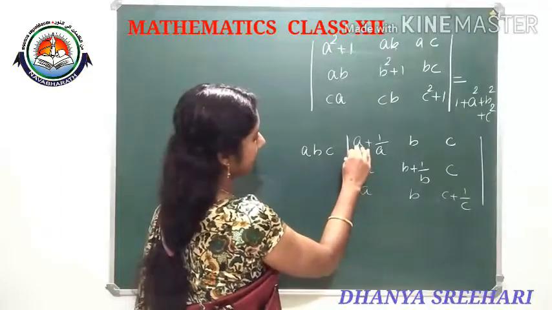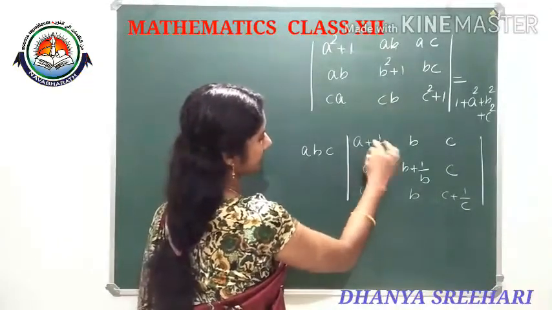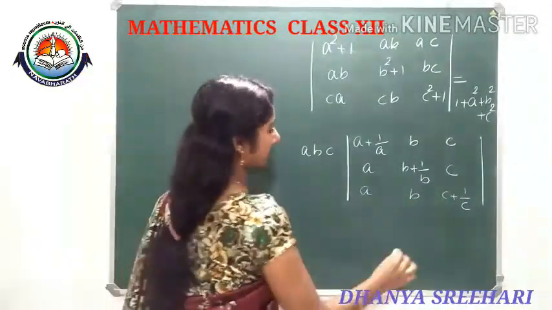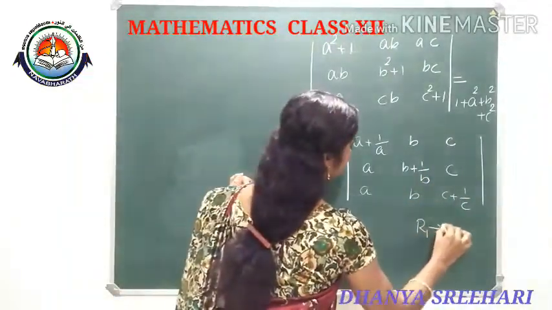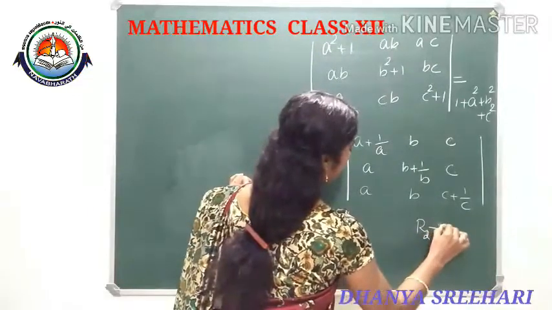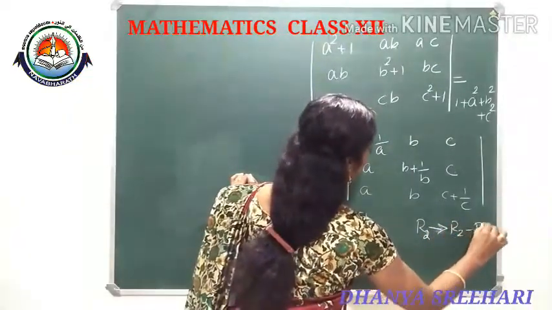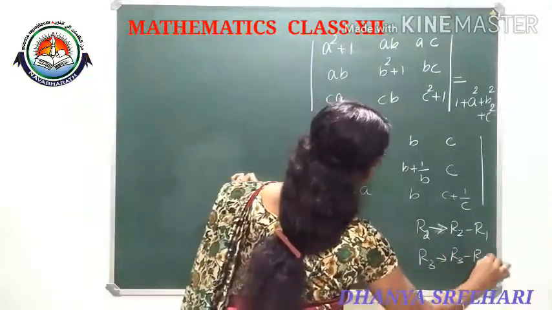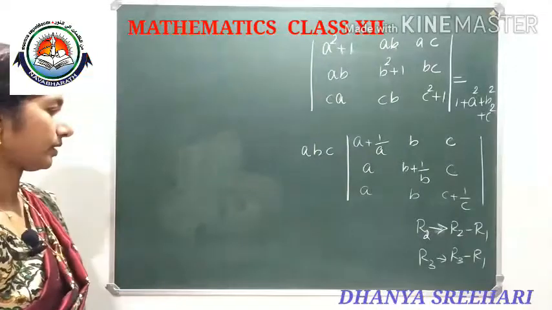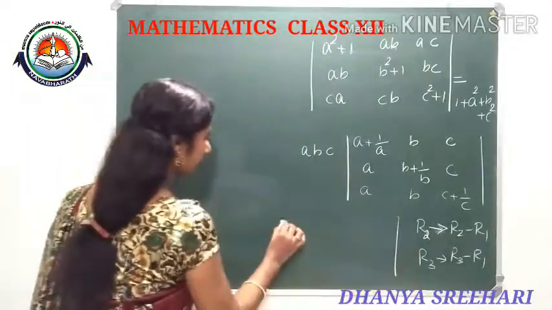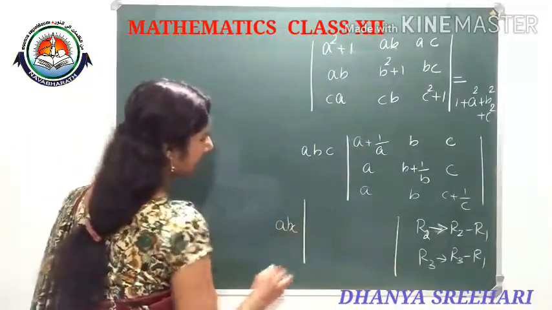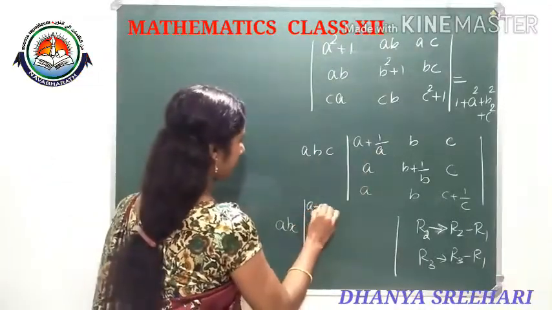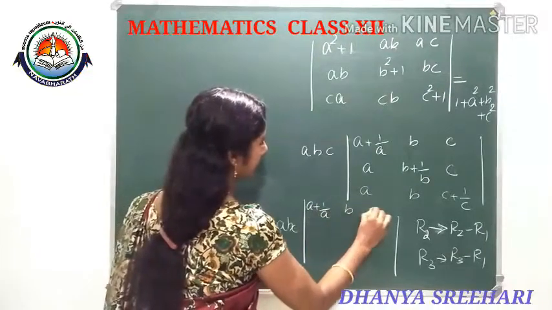See, here A is there, here A is there, we can subtract this one. Then C minus C, we will get it as 0. So next step we are going to do R1, R2 we can make change. R2 changes to R2 minus R1 and R3 changes to R3 minus R1. Okay, that change we can do. A, B, C outside.